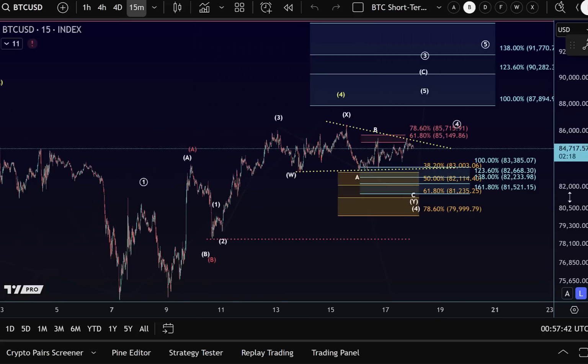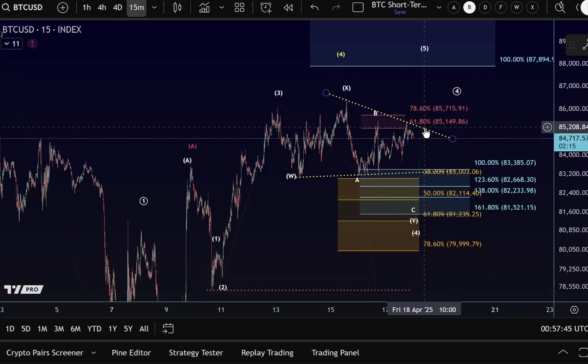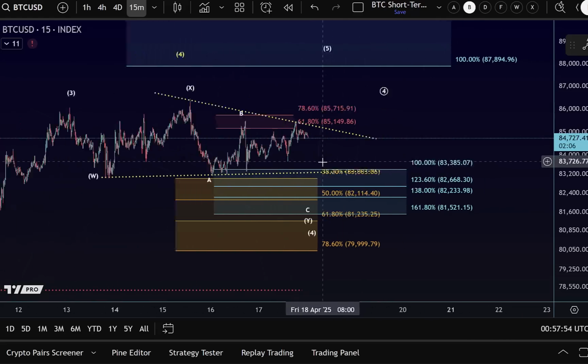So Bitcoin has again been rejected. I mean, that was so far nothing unusual. Okay, we haven't got a break above resistance yet. And the patterns we discussed in the previous updates are still relevant.